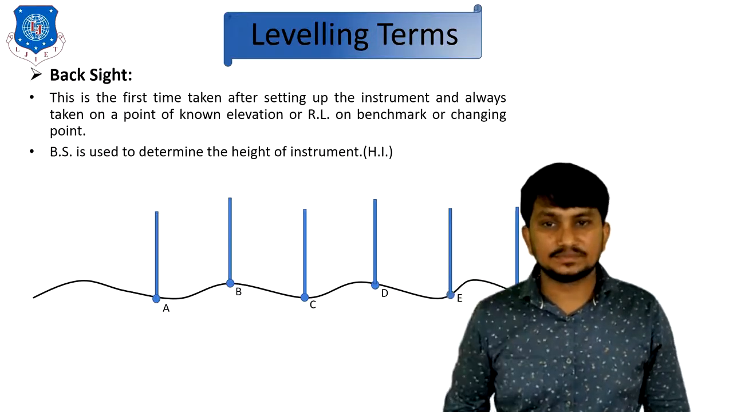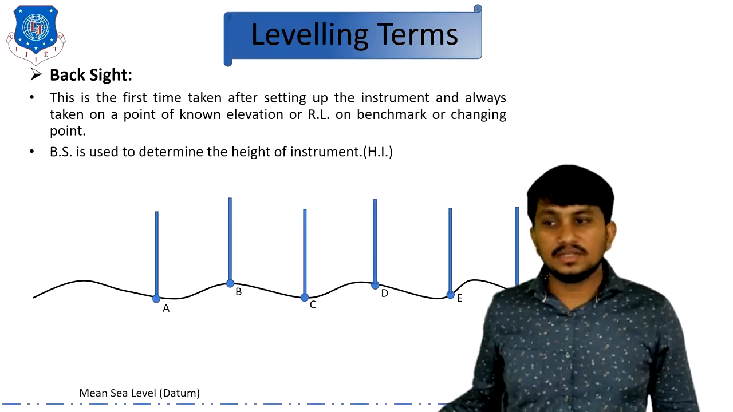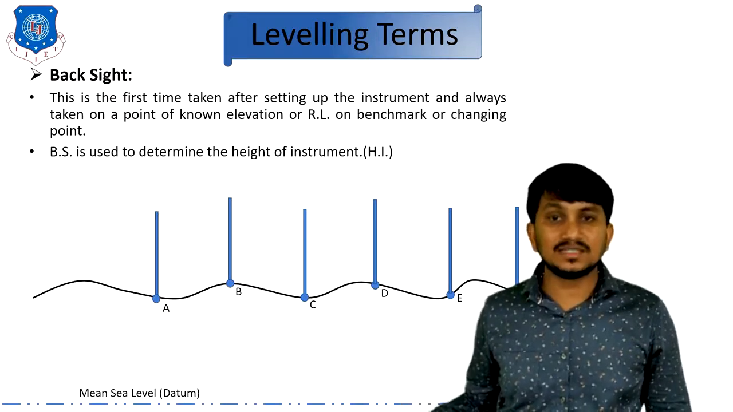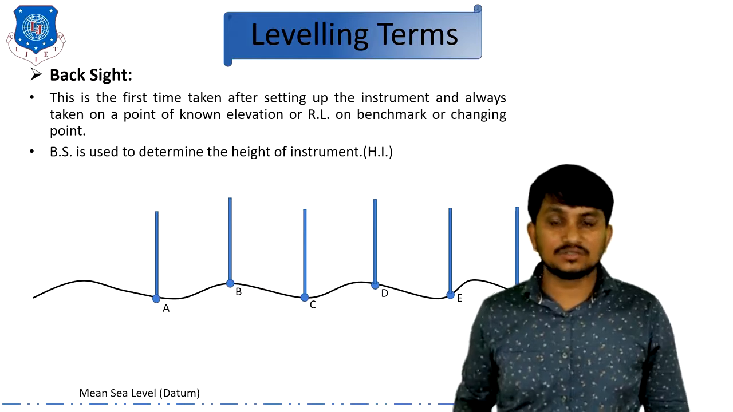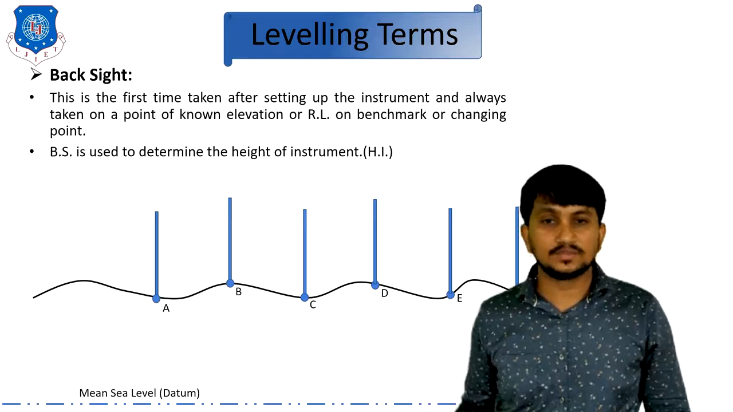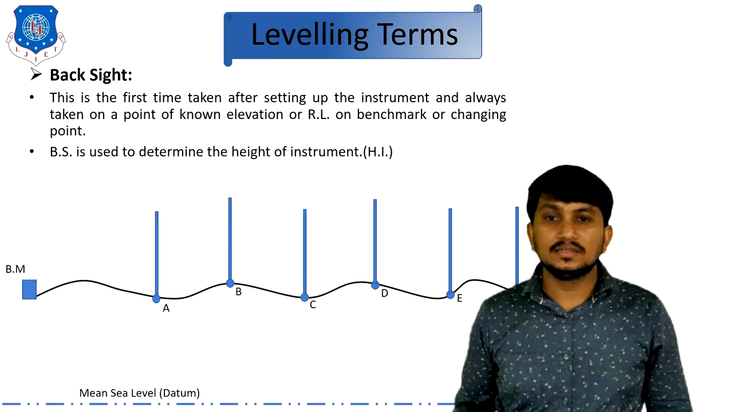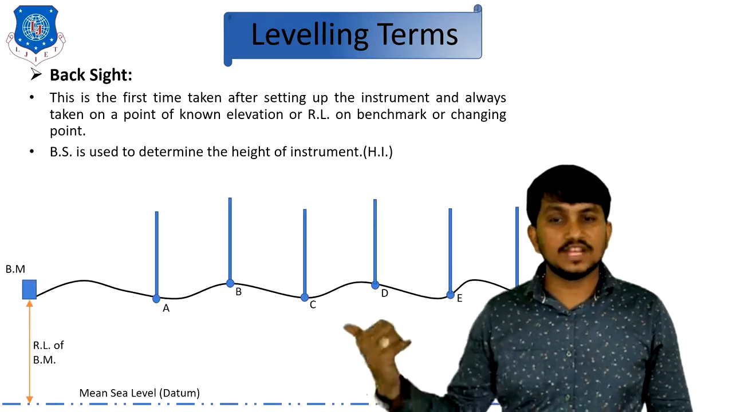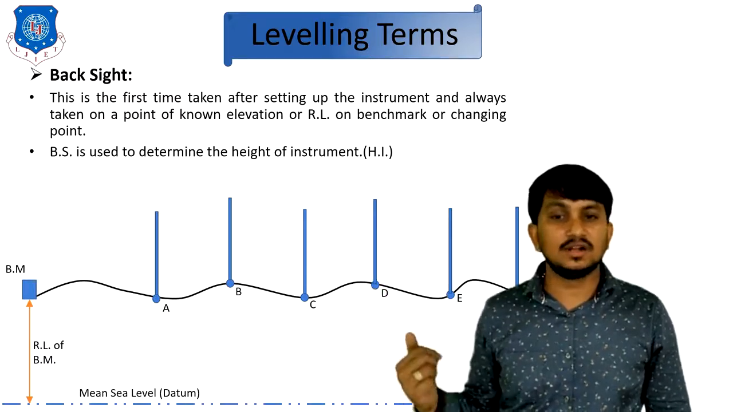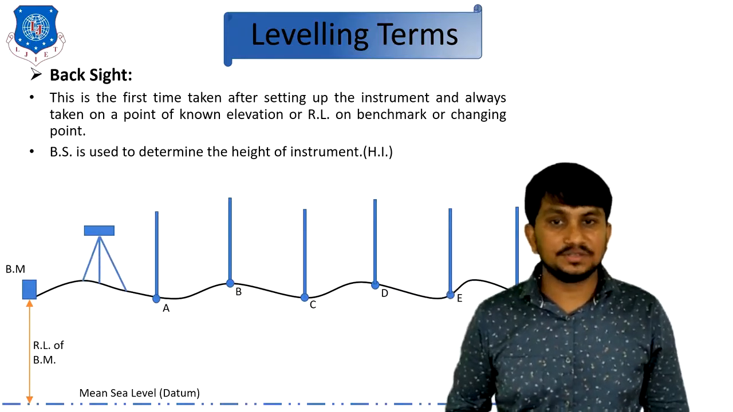Next is backsight. For understanding backsight, first we have to understand that this is the mean sea level. What is mean sea level? It is an average height of the sea. What is datum? We have just discussed it. It is the level surface whose elevation is known. So this is our reference plane. This is the benchmark, and this is the RL of the benchmark. The vertical distance from datum to this point is called RL. This is our setup, or leveling instrument.